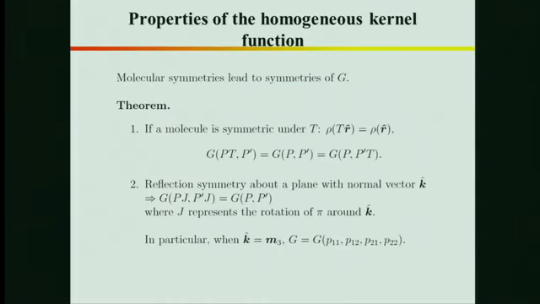Now, talking about the properties of the homogeneous kernel function, the molecular symmetry leads to symmetry of the G function. If the molecule is symmetric under T, then we have this property. So we have reflection symmetry about the plane with a normal vector, and we have this property. If, for example, the molecule lies just in the plane, then in that case G could be written this way, where Pij is mi dot mj prime.